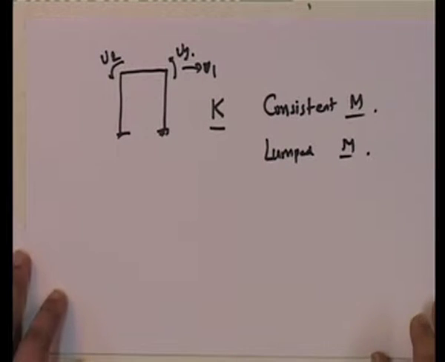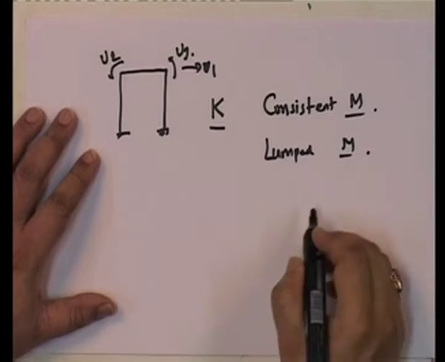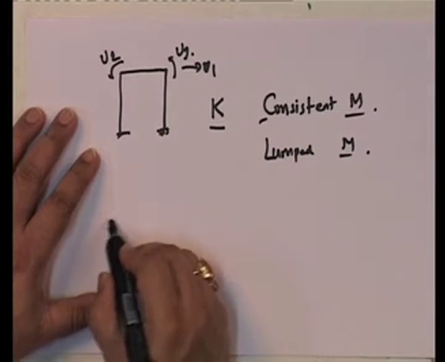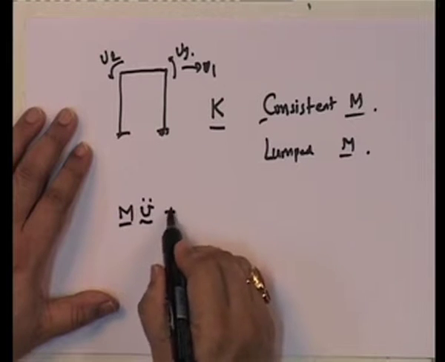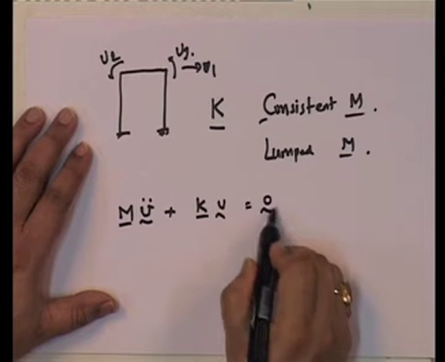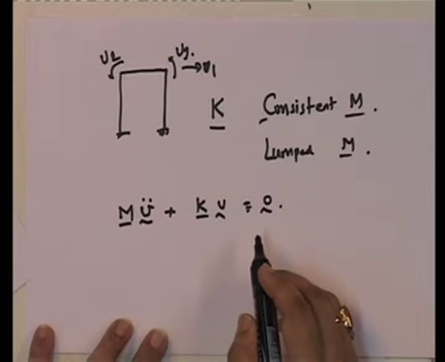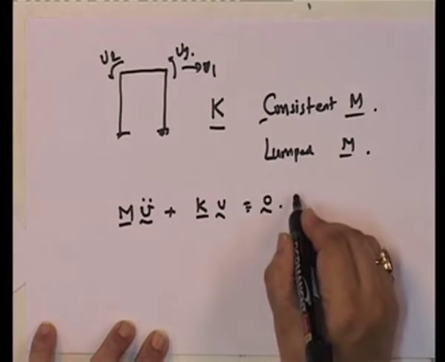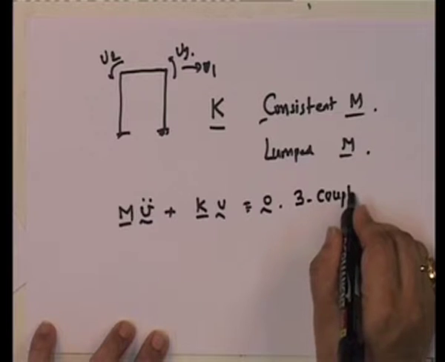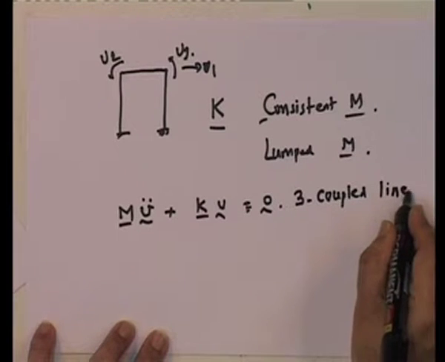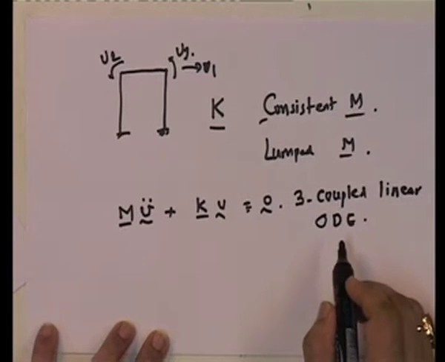And in the last time, we saw that if you use the consistent matrix, then, again, I have still not talked about loading, so I am putting it as 0 load, you have in this particular case 3 coupled linear ordinary differential equations to solve.